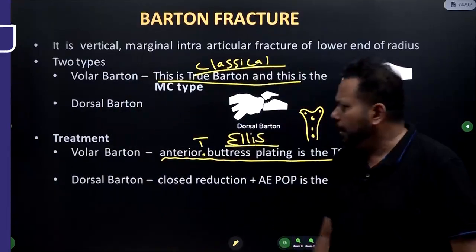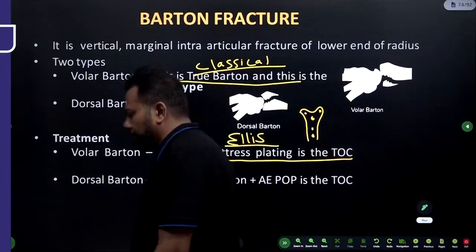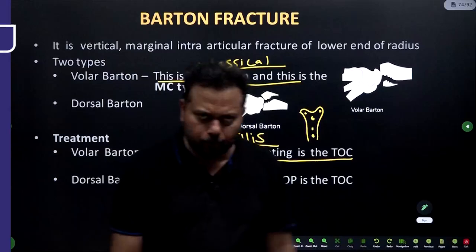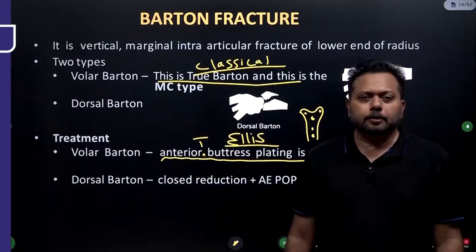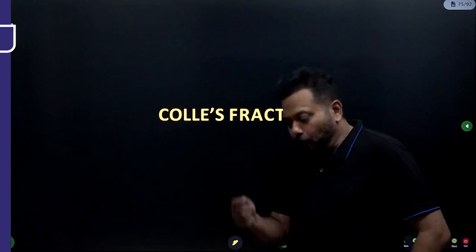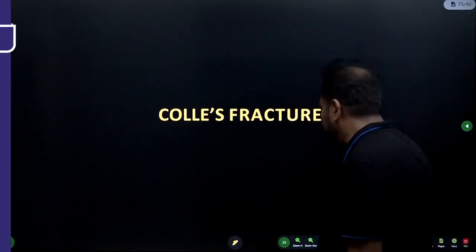Very common case. Dorsal Barton, closed reduction plus above elbow POP cast is the treatment of choice. To some extent, we have completed the topic Barton's fracture. Okay, dear friends, we will move on to another very important topic, Colles fracture.